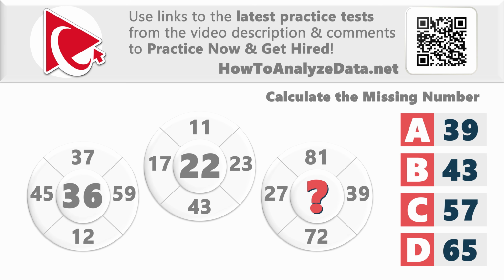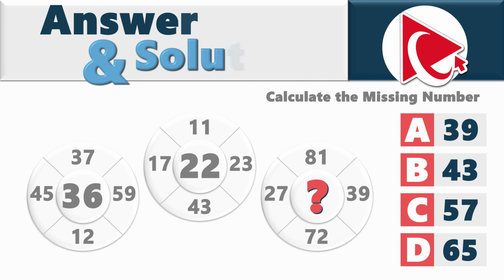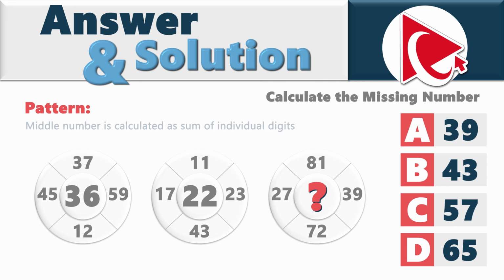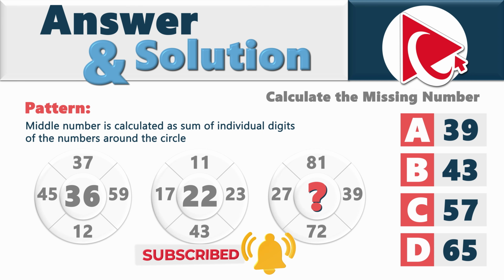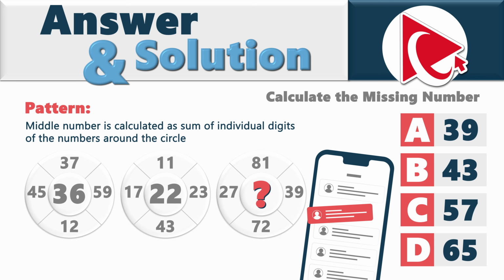I truly hope that you stayed focused on the goal, and now we can compare the answers. And hopefully the hints I gave you were really helpful and revealed that the pattern here is that the middle number is calculated as the sum of individual digits of the numbers around the circle. I will show you one way of calculating it, but there is another way. And if you figure it out, make sure to post in comments.